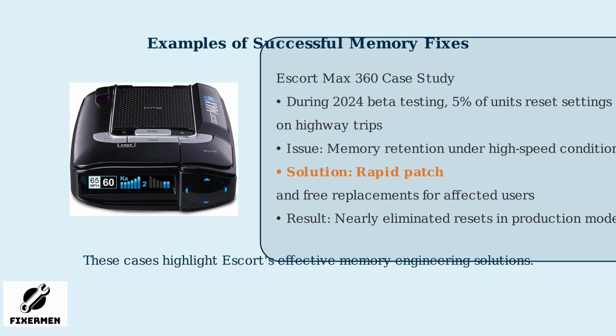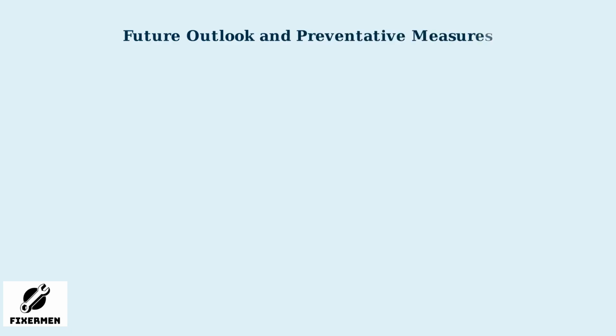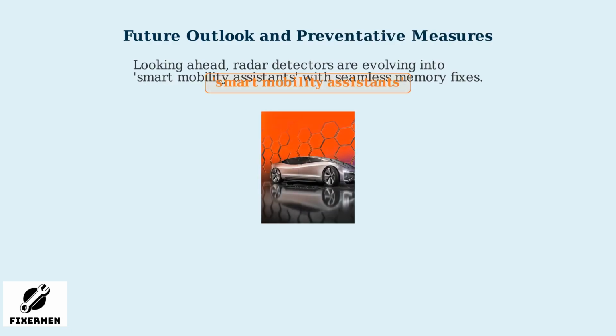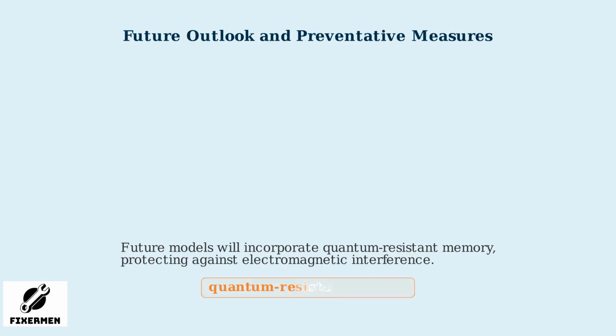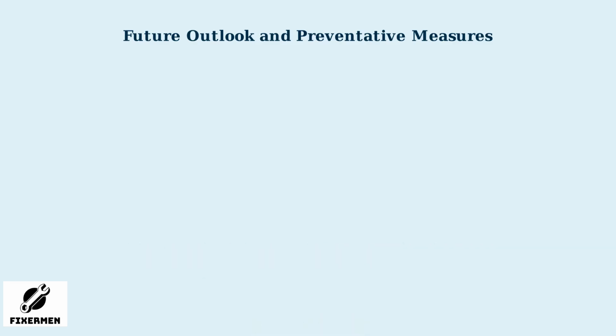These examples clearly demonstrate the effectiveness of Escort's proactive memory engineering, turning common problems into reliable solutions through targeted firmware updates and user support. Looking ahead, radar detectors are evolving into smart mobility assistants, with memory fixes becoming seamless and integrated into everyday driving. Future models will incorporate quantum-resistant memory to protect against electromagnetic interference from emerging technologies like advanced radar systems. To prevent resets and extend your device's life, perform regular firmware updates through Escort's app or website, and store your detector properly in moderate temperatures away from extreme conditions.